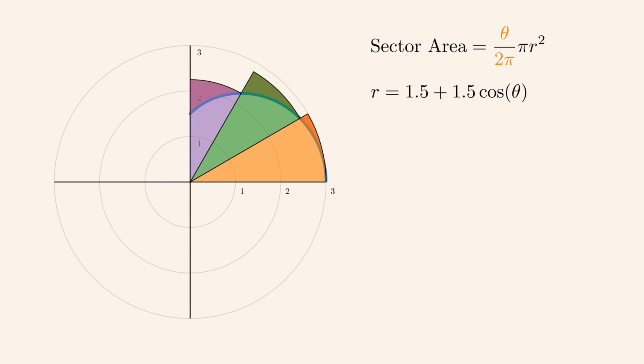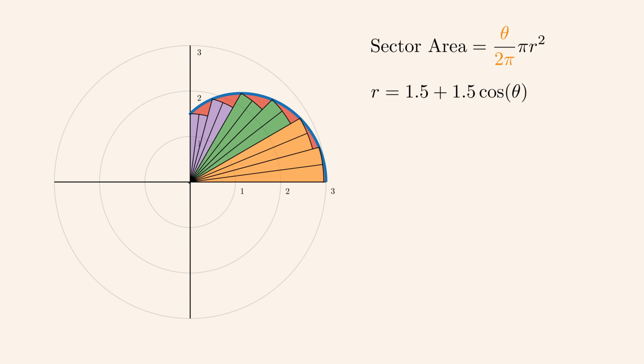A better solution is to use more sectors. Let's say 6 instead of 3. Our under-approximation is already much better. We can use even finer sectors for an even better fit. If we imagine the sectors having infinitesimally small angles, the approximation will become perfect. We'll call this tiny angle d theta.